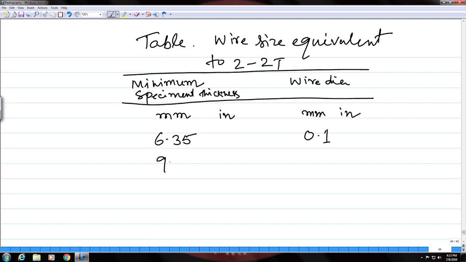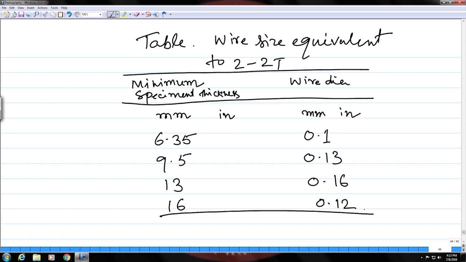Similarly, for 9.5 mm sample thickness, the wire diameter should be 0.13 mm, for 13 mm it should be 0.16, for 16 it should be 0.12 and so on. Okay. So, this is how a wire type image quality can be converted into an equivalent 2-2T type of image quality with the help of this table, which is based upon the previous equation that we derived.